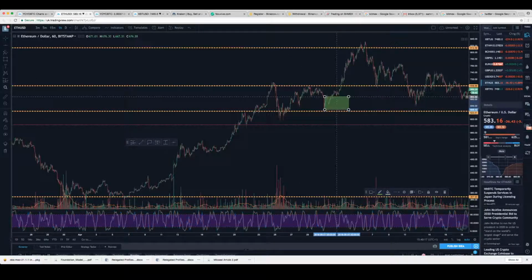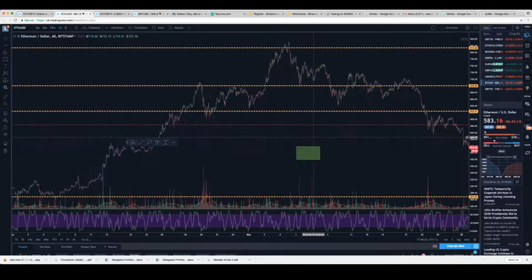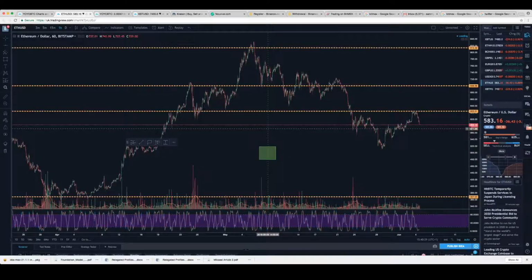And then again, it just breached the resistance ultimately, and then breached the resistance here, saw another double top, and then came back within this trend. Ultimately, support and resistance is all that you need to make a trade.